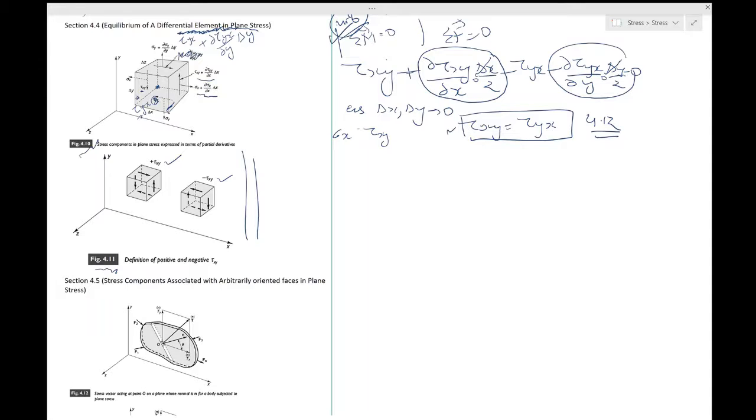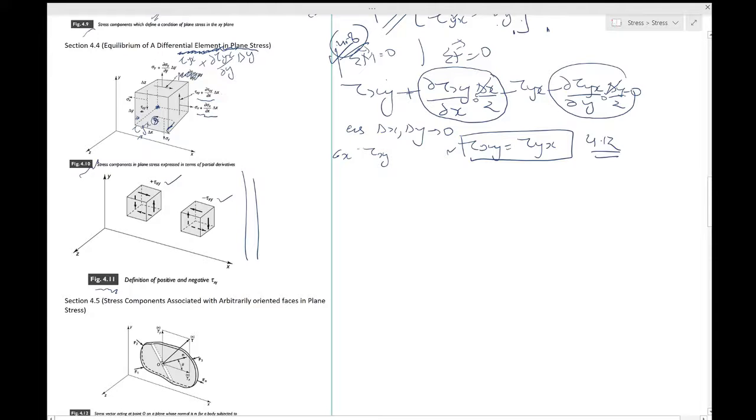Now let's go back to equation 4.9, which was the summation of Fx equal to 0, and 4.10 was the summation of Fy equal to 0. If you go to 4.9 and 4.10, you can find, using 4.12, that once you replace tau yx with tau xy, you should arrive at these equations, both in the x and the y direction.